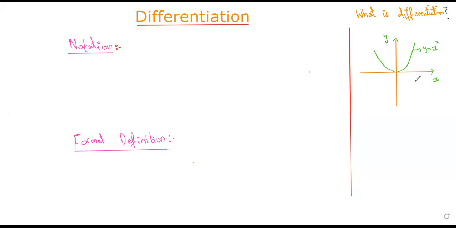Now let's say you have a curve and you are interested in knowing the value of gradient at different points, for example, at this point, or let's say at this point. You know that the value of the gradient would be different for different points on a curve, unlike a straight line. For a straight line, the gradient remains the same throughout the line. But for curves, the gradient is different at different points. So for finding the gradient in case of a curve, we differentiate.